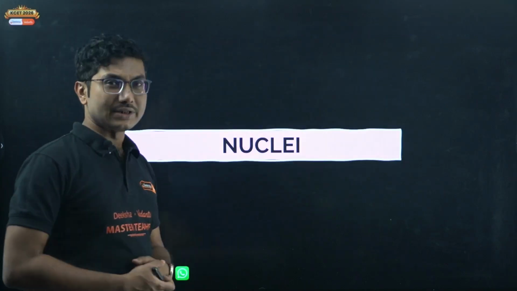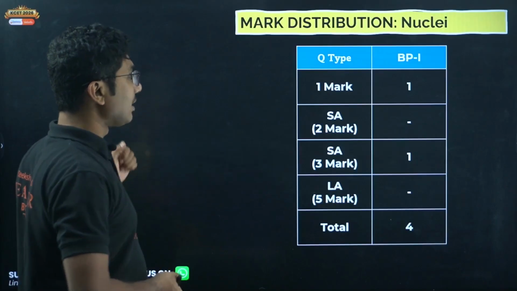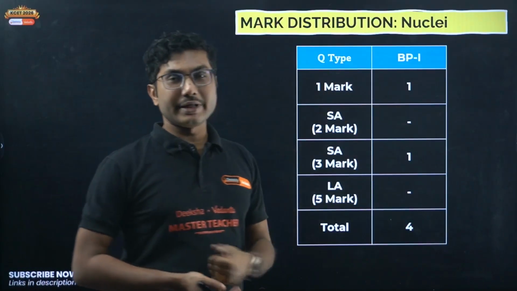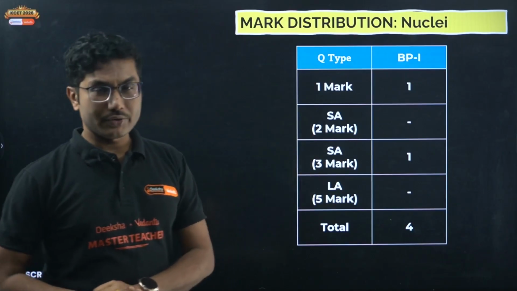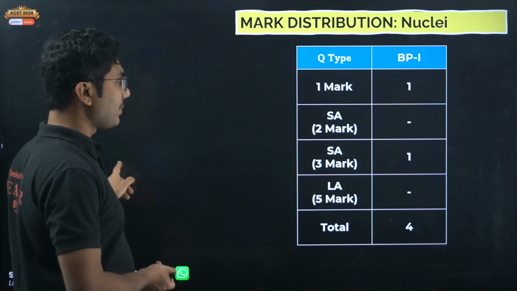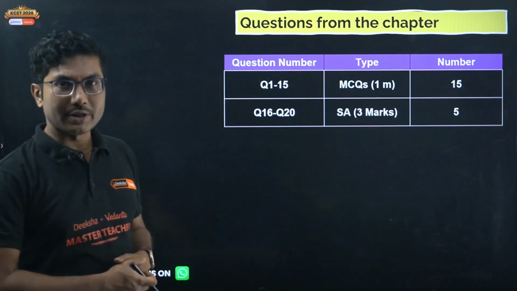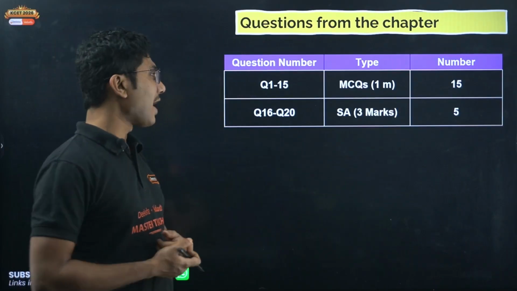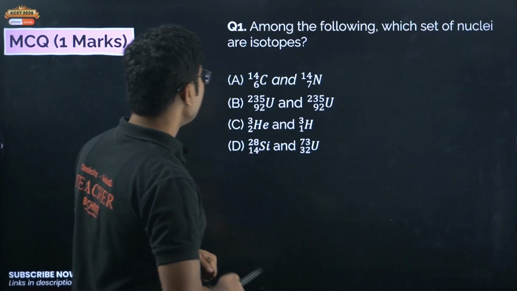Now the next chapter is nuclei. So for nuclei, again we will be checking the blueprint. In the blueprint there will be one 1 marker question and one 3 marker question. So the total marks allotted for this chapter is 4. In this lecture we are going to discuss 15 very important MCQs and, as usual, 5 three marker questions. So let us continue.